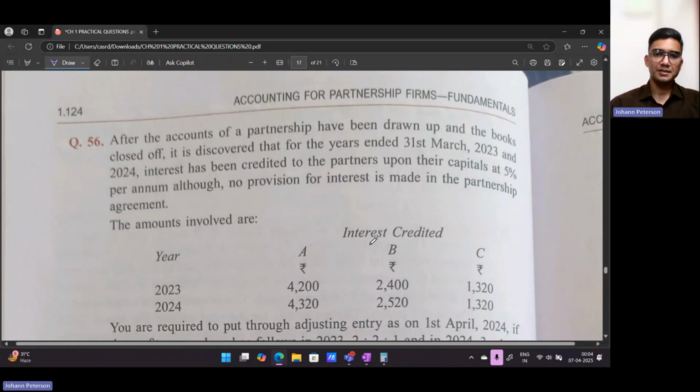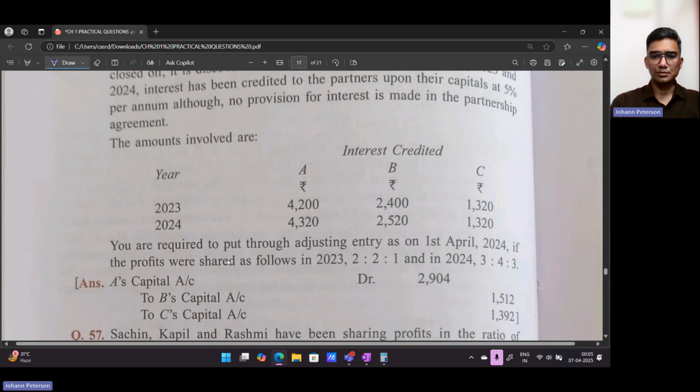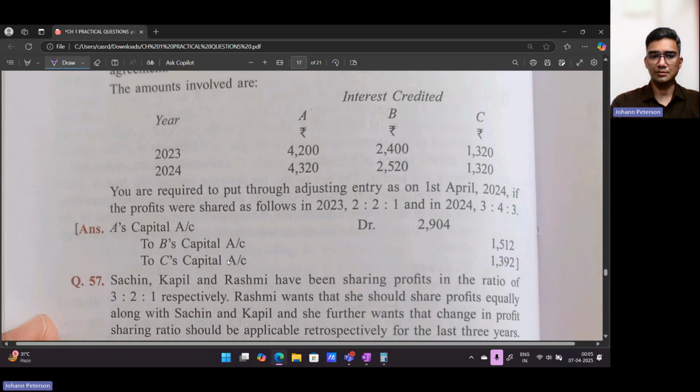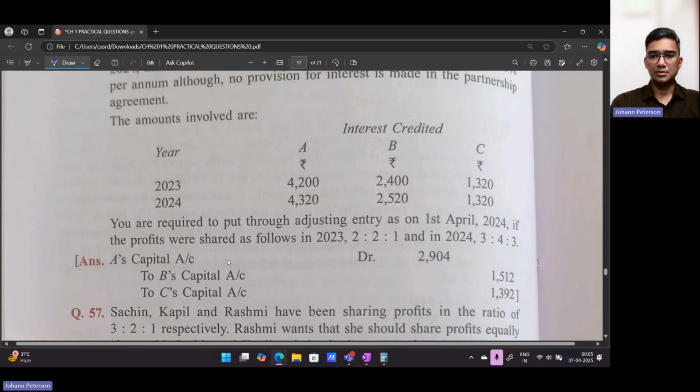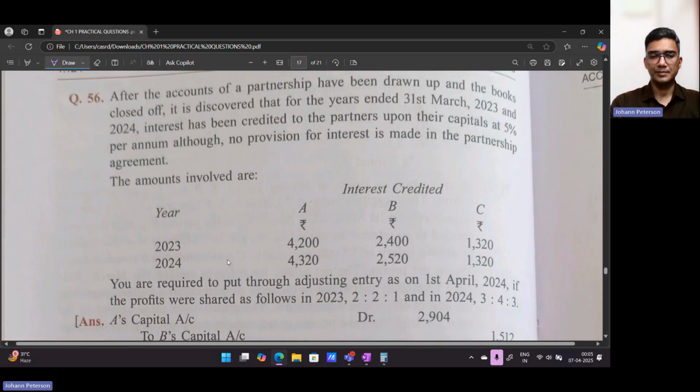Okay. Because after the accounts of a partnership have been drawn up and the books closed off, it was discovered that for the years ended 31st March 23 and 24, interest has been credited to the partners upon their capitals at 5% per annum. No provision for interest is made in the partnership agreement. The amounts involved are for the 2 years. These are the interests which are credited to each of these partners. You're required to put through adjusting entry as on 1st April 24 if the profits were shared as follows. In 23 in a particular ratio and in 24 in another particular ratio.